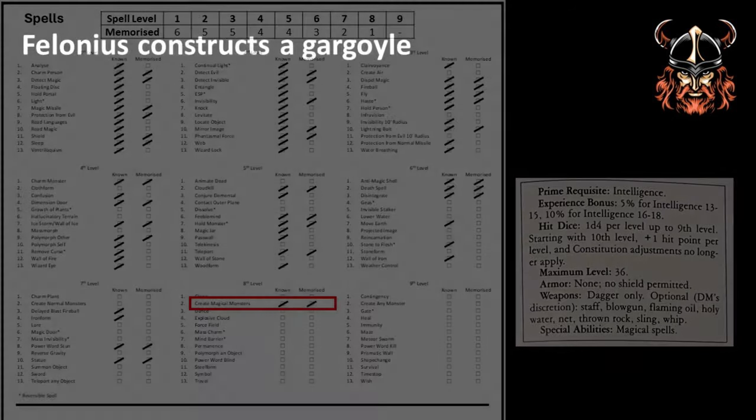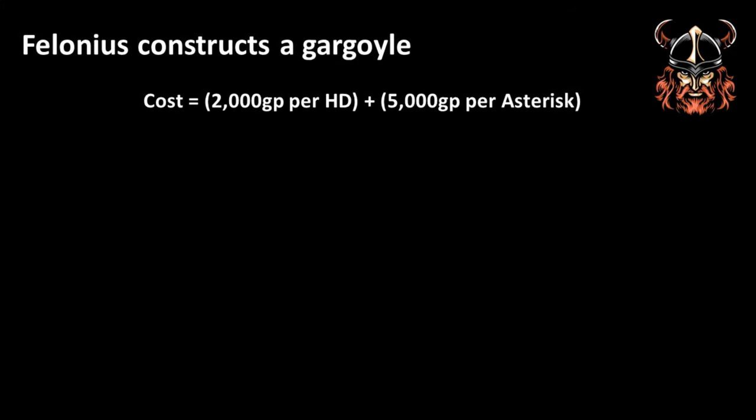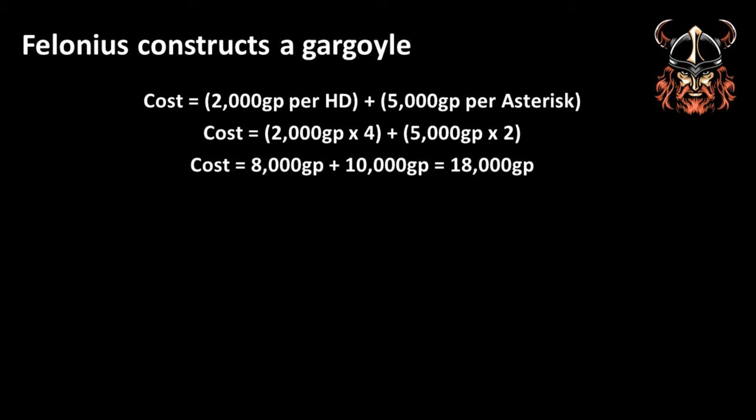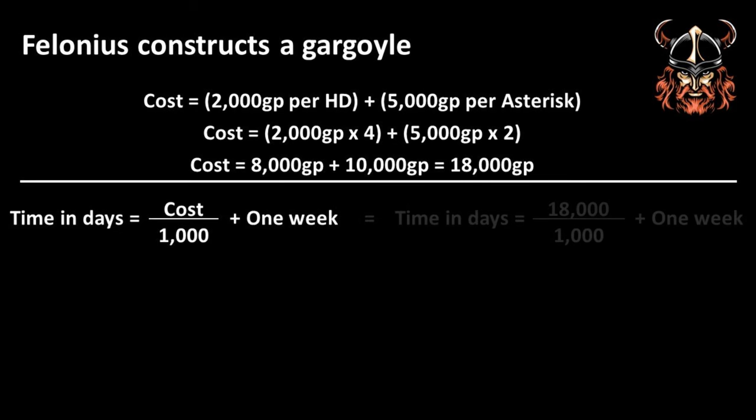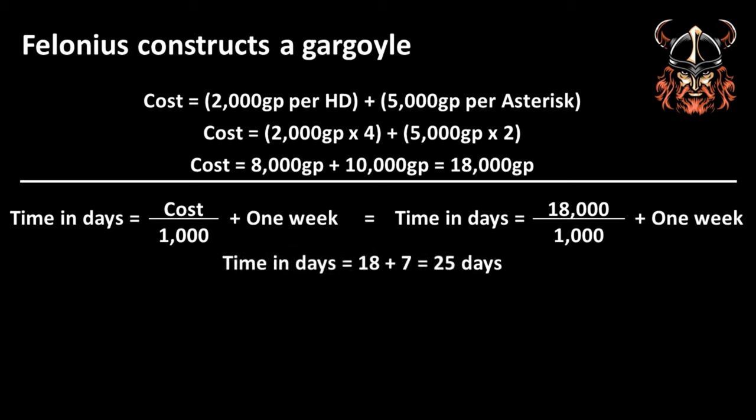So in the case of Felonious, the cost of constructing a gargoyle with 4 hit dice and 2 asterisks is 2,000 gold pieces times 4, plus 5,000 gold pieces times 2. So 8,000 plus 10,000 equals 18,000 gold pieces. The time he needs to spend on this project is 18,000 divided by 1,000, which is 18 days, plus 1 week, so another 7 days, totaling 25 days.